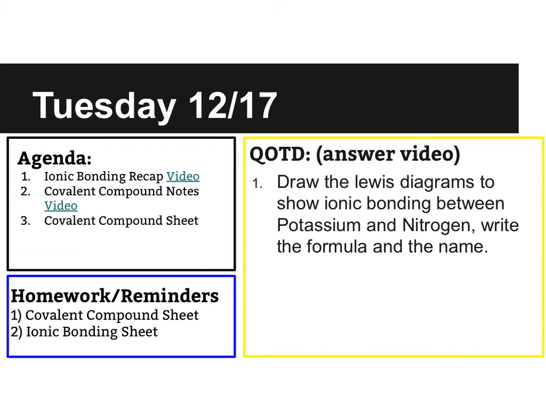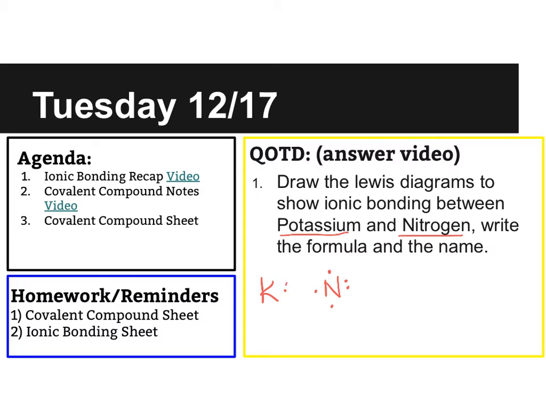Okay, so let's look at this Lewis diagram. Remember, a Lewis diagram is just another way to say a dot diagram. I'm going to show the ionic bonding between potassium and nitrogen. Potassium is my metal. It has 1 valence electron, and nitrogen is my nonmetal. It has 5. So I'm going to start by drawing one of each.